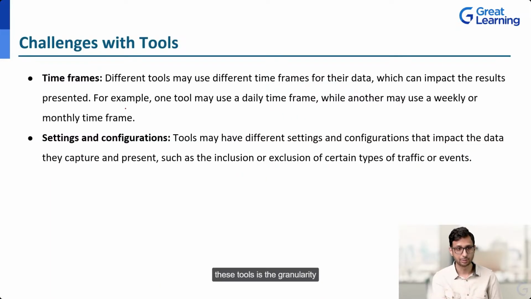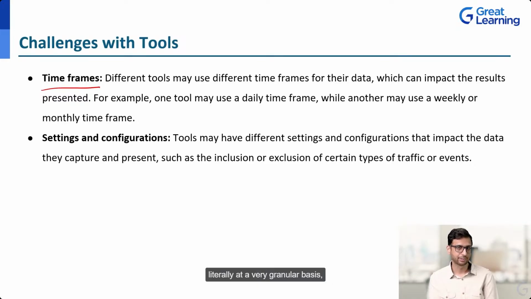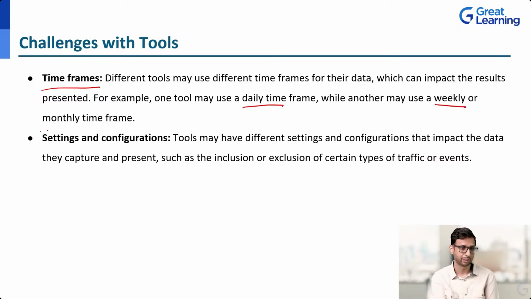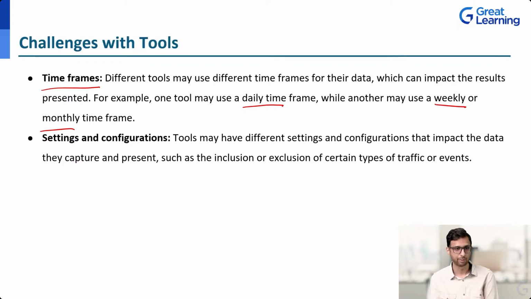One more challenge with these tools is the granularity in the time frame. Some tools might be capturing data on a very granular basis, like every second or every minute. Another tool might have a broader time frame, say a day or maybe even a week or a month, which means the granularity of data also impacts the results that are presented. Averages will move from tool to tool. You might find fine differences based on the time frame of data collection that was used to build that metric.